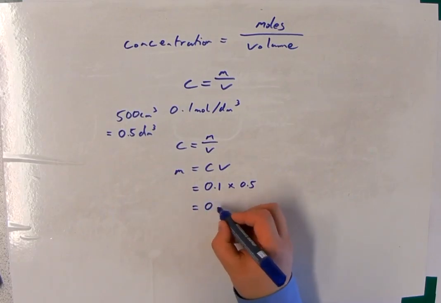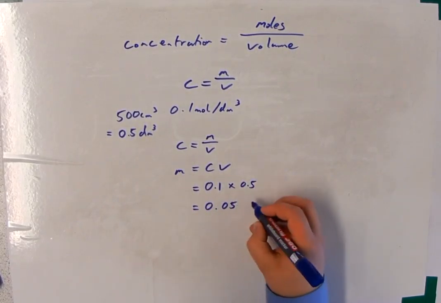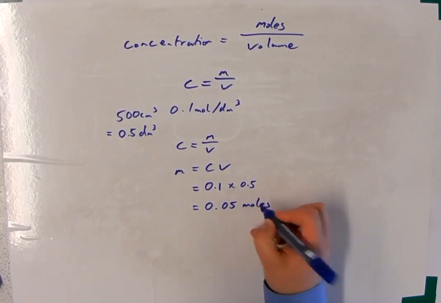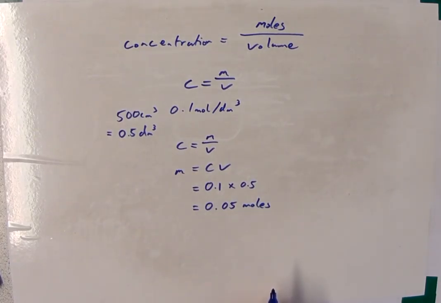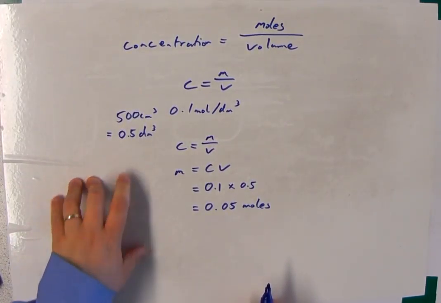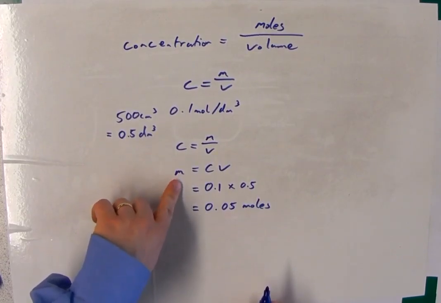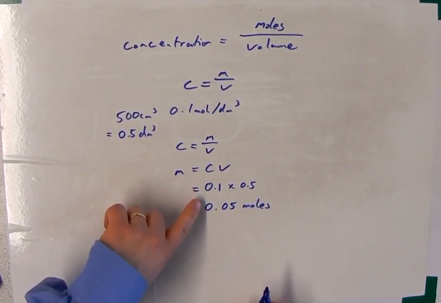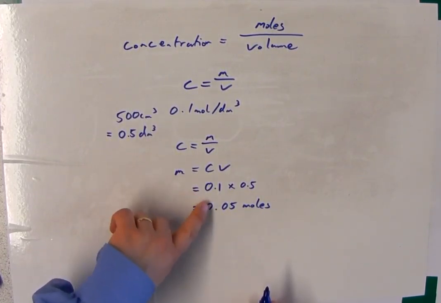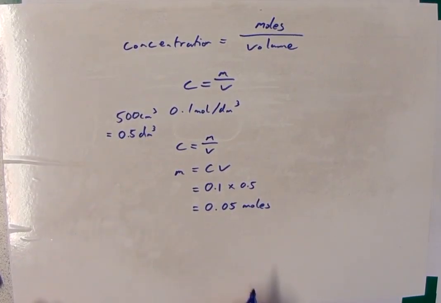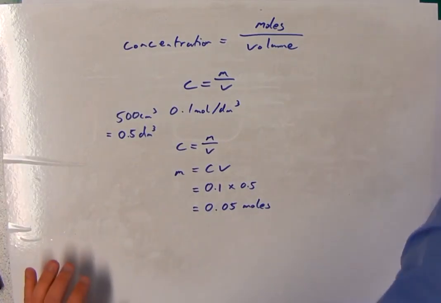Which means that we've got 0.05 moles of whatever it is we were looking at. We've just rearranged the formula, made sure we've got the units correct, and worked it out. Sort of thing they might ask you to work with. Bit of dilution, bit of concentrations.